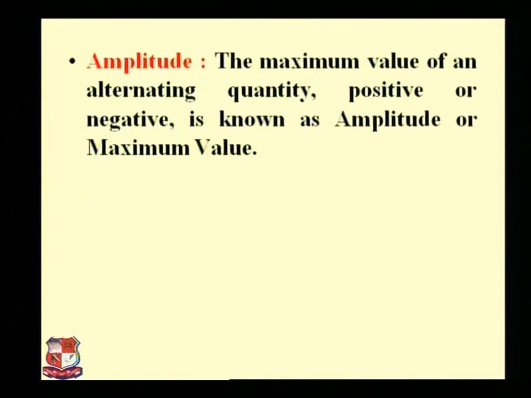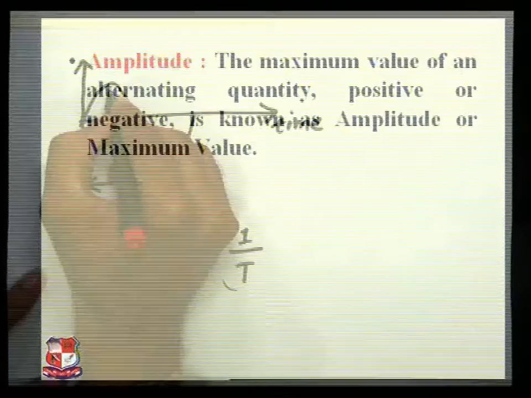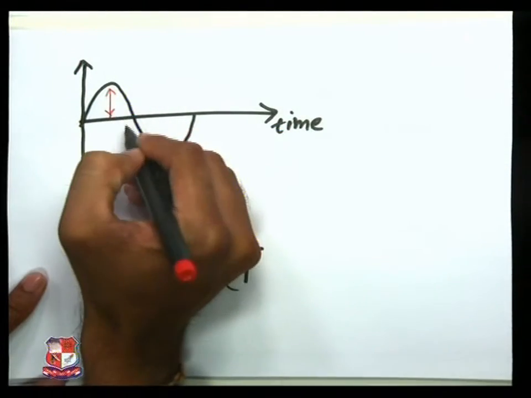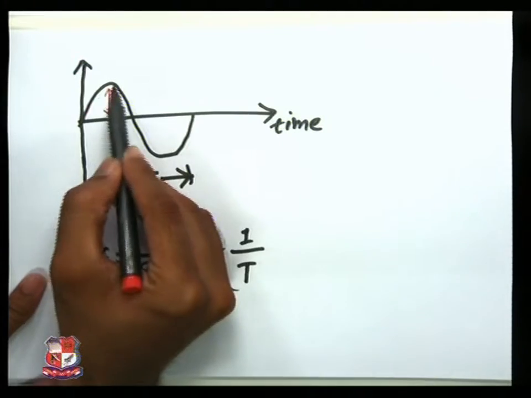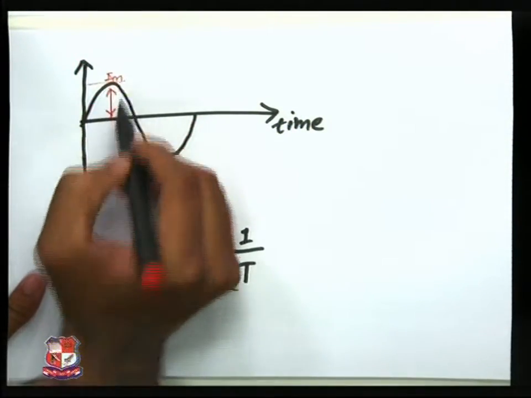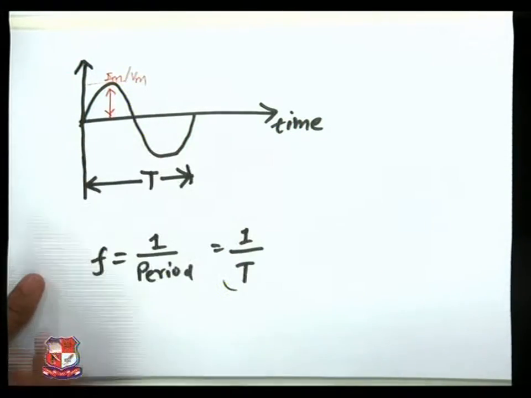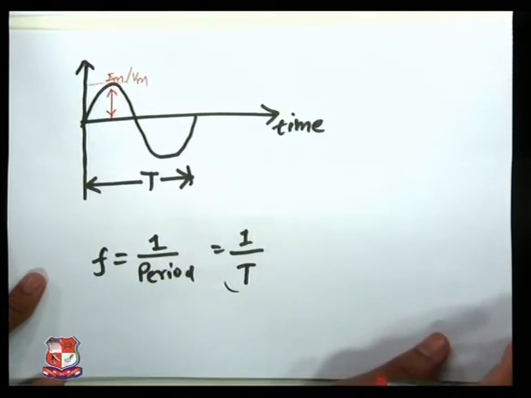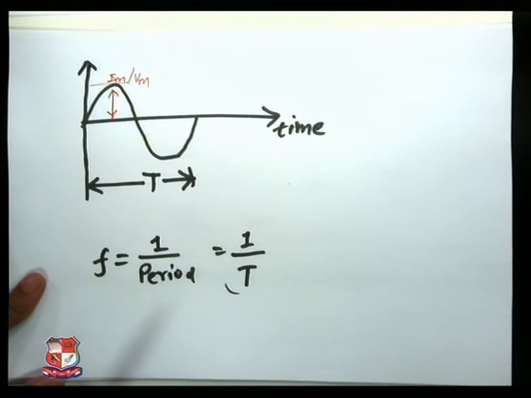Now what is amplitude? The maximum value of an alternating quantity, positive or negative, is known as amplitude or maximum value. See in the figure, this represents the maximum value. If it is current, then it is Im. If it is voltage, then it is Vm. So the maximum value is known as amplitude or maximum value.